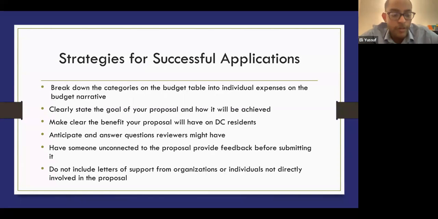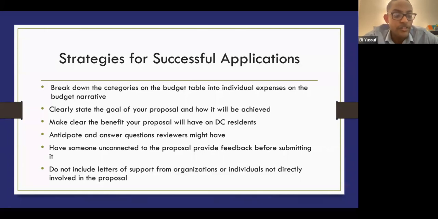Now, here are some strategies to consider when crafting a successful application. Break down the categories of the budget table into individual expenses on the budget narrative. Too many applicants fail to go into detail in this manner and just copy the table into the narrative without accounting for what the expenditures go into the salary wages category, for instance. So they'll enter like 10,000 for salary and wages, and then in the narrative just write 10,000 salary wages. So we already know it's 10,000 from the table, but we'd like to know how that 10,000 is broken down. So how many people go into that? How many hours do you expect them to serve? That's just an example of one category.